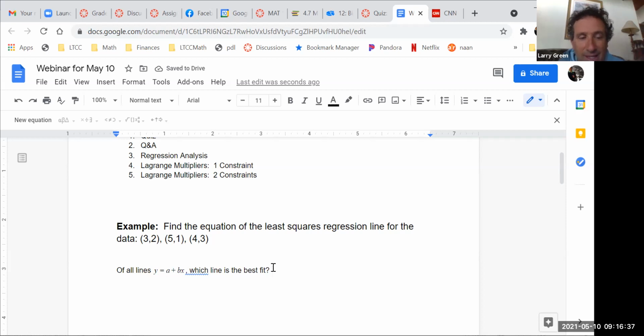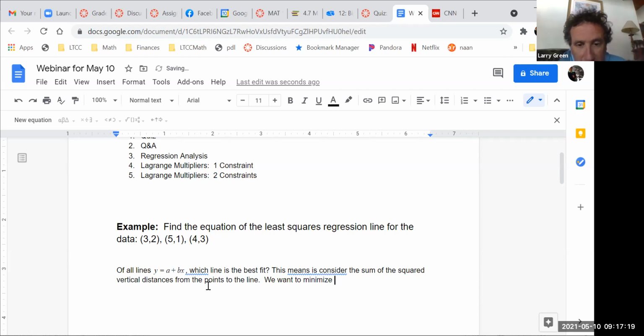Okay, so which line is the best fit? What does it mean to be the best fit? What this means is consider the vertical distances, and actually write the sum of the squared vertical distances from the points to the line. We want to minimize this sum.